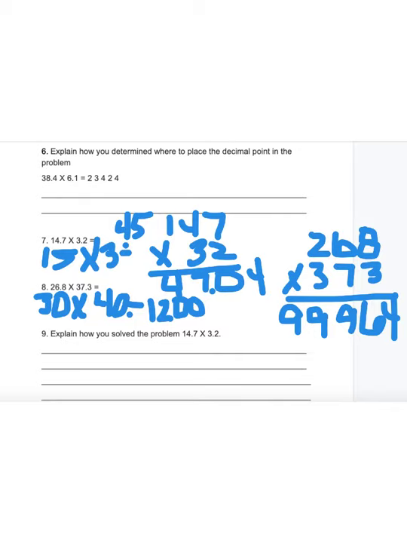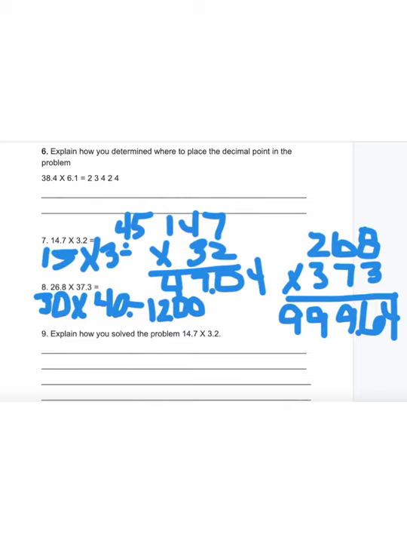Well, my estimate was 1,200. So that tells me that my decimal point is going to go after the 9 and before the 6 to give me an answer of 999.64 because that's fairly close to 1,200, which was my estimate. That one's a little bit trickier because 1,200 is a 4-digit number and 999 is 3 digits, but it's almost 1,000, so that's how I would know where to put my decimal point.